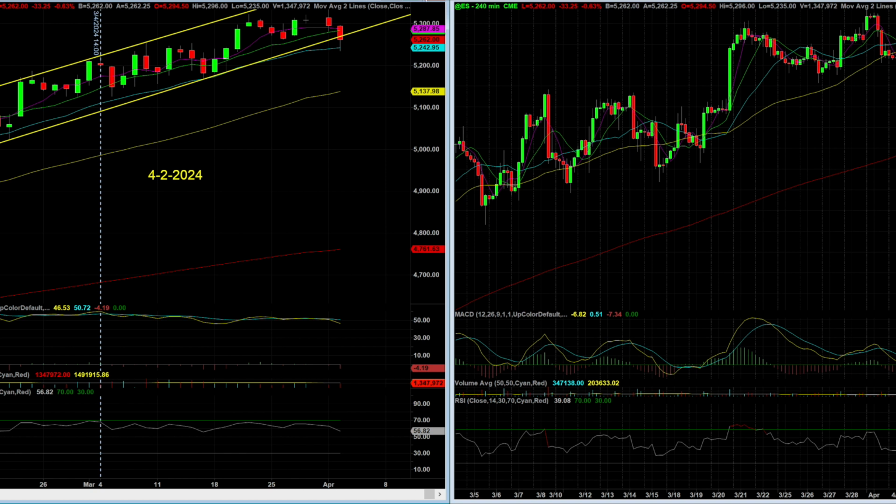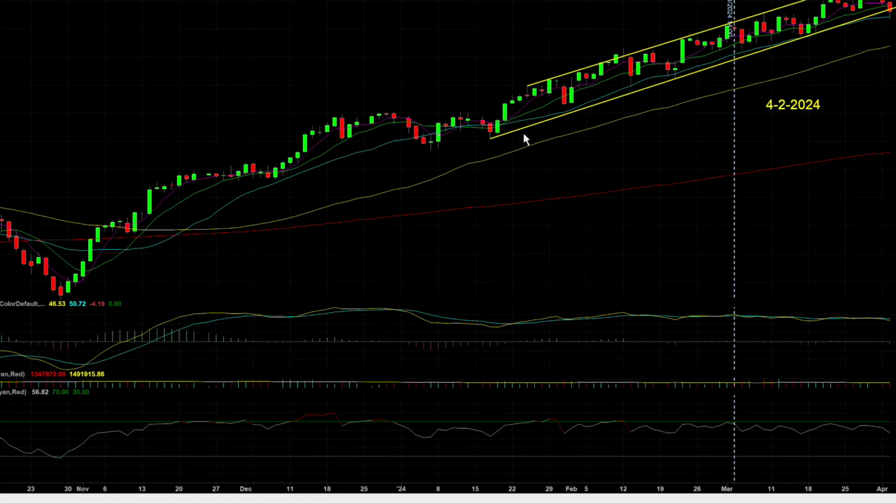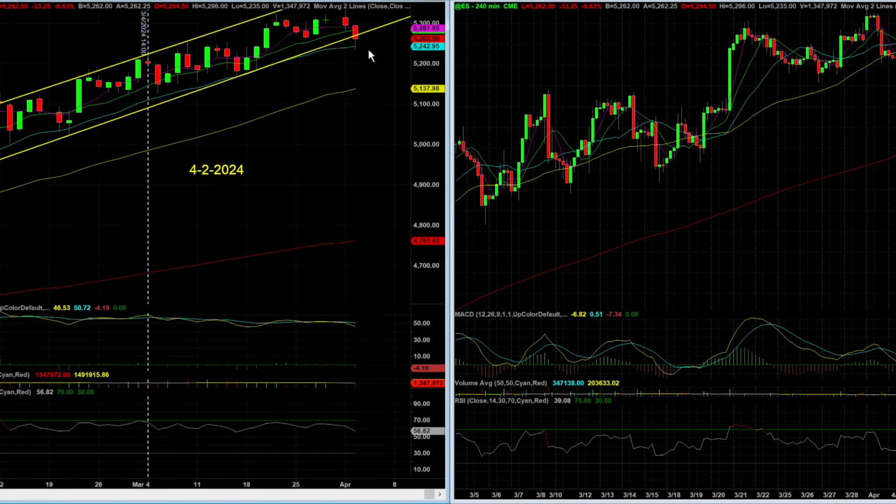Also, we have a long channel. There's at least a 3-month, 4-month channel here. Finally, today it broke and closed below the bottom of the channel. So now the 20-day moving average is support.